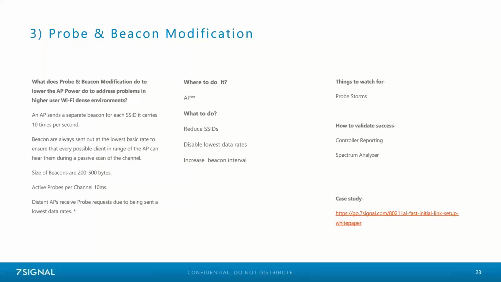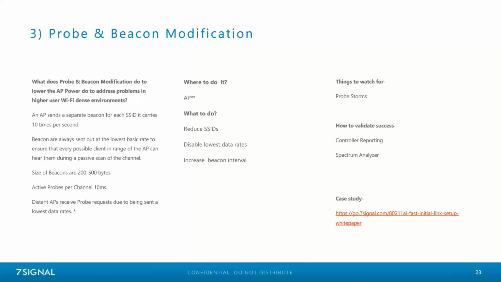So here's the great topic: probe and beacon modification. How does modifying these help if you've got a high user, Wi-Fi dense environment? I just want to throw in a little background for those that know and those that don't: think about the environment that you're managing right now, or building, or responsible for, and think about all the SSIDs in that space.